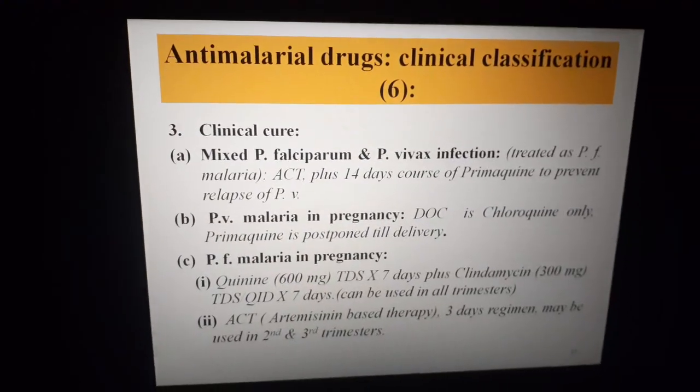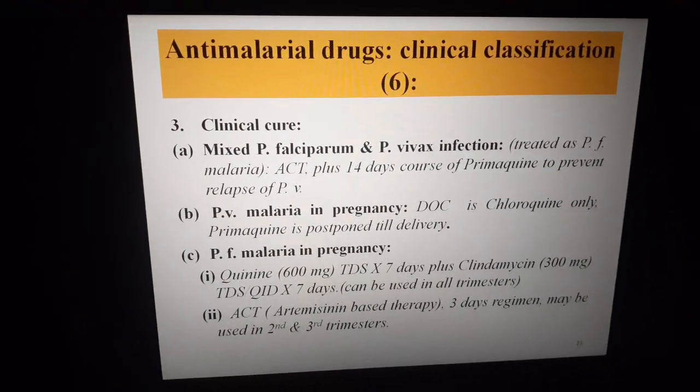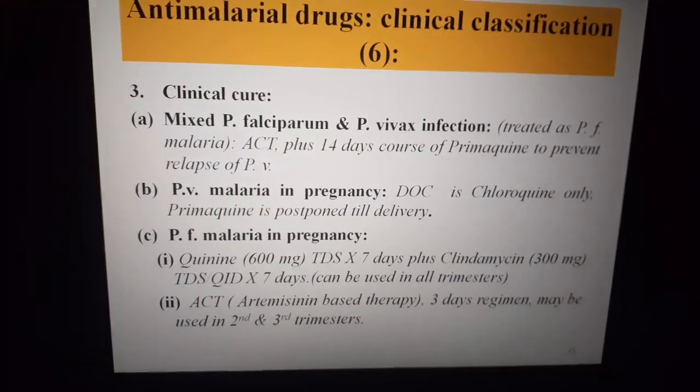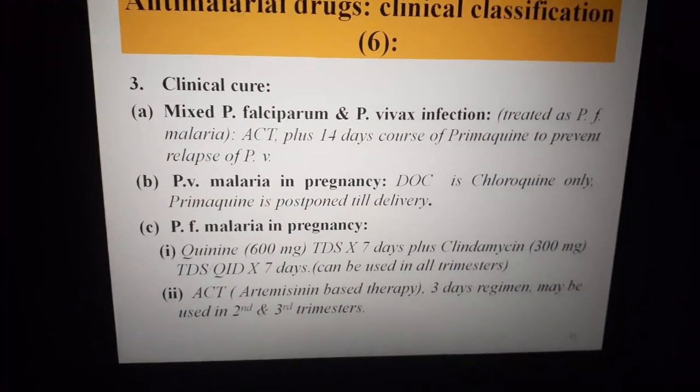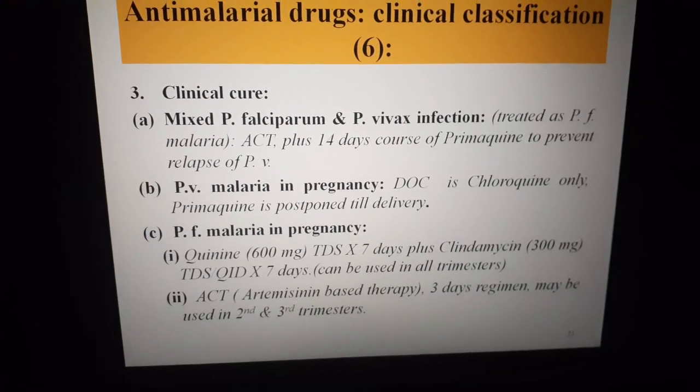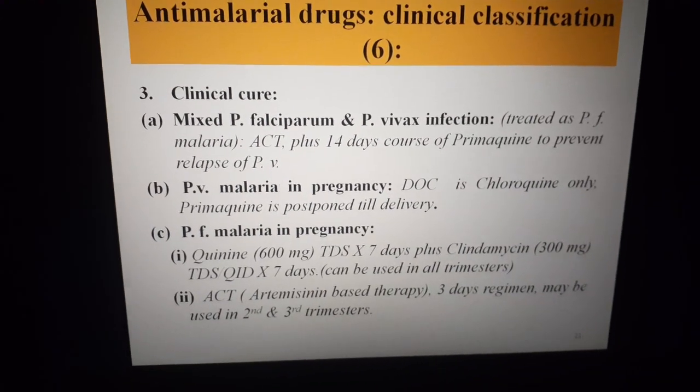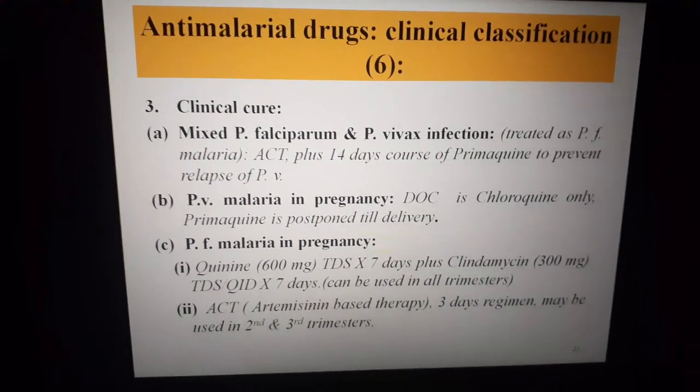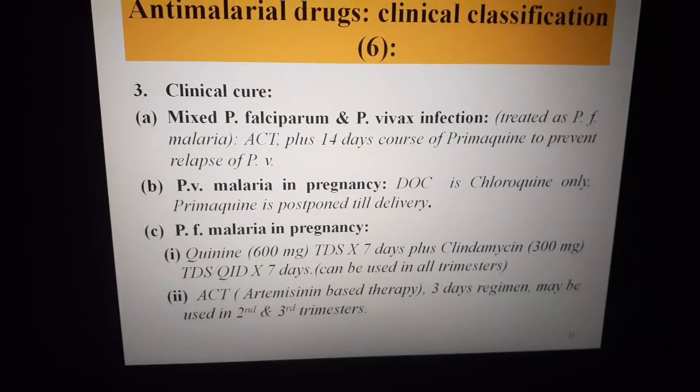If malaria due to Plasmodium vivax occurs in pregnancy, the drug of choice is chloroquine, but primaquine is postponed till delivery. Primaquine is the radical curative because it attacks the exoerythrocytic stage of the parasite.